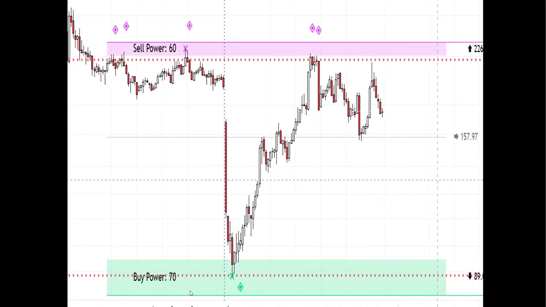This is the buy power it is plotting, in green, with the price label like this. So I am taking the help of this to identify whether I am in a support zone or a resistance zone. That helps me visually to identify the zones as well as the levels which have been plotted with the help of this indicator.